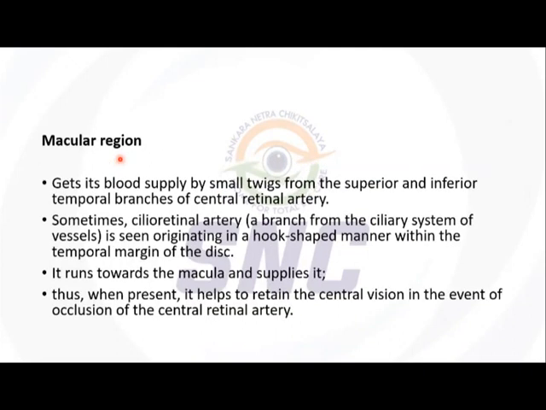The macular region gets its blood supply by small twigs from the superior and inferior temporal branches of the central retinal artery. Sometimes a cilioretinal artery originates in a hook-shaped manner at the temporal margin of the disc and runs toward the macula and supplies it. Thus, when present, it helps retain central vision in case of central retinal artery occlusion.